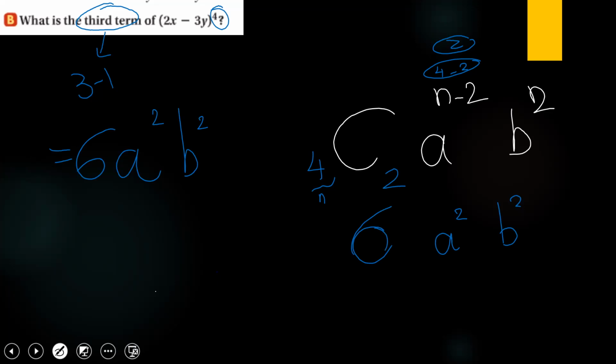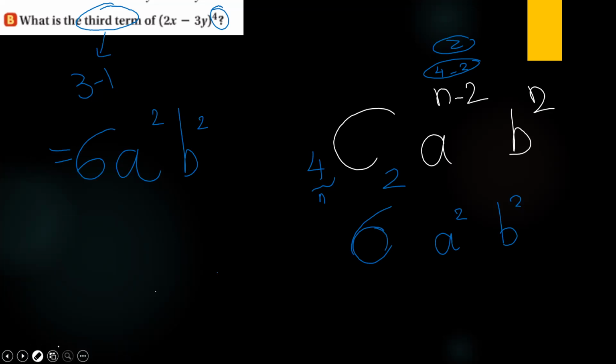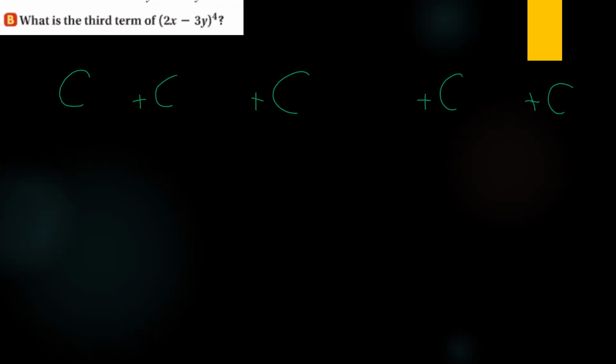The second way that you can find it. Teacher, for this kind, we are going to take for the combination the term minus 1? Yes, for the combination. Or you can use it like this.